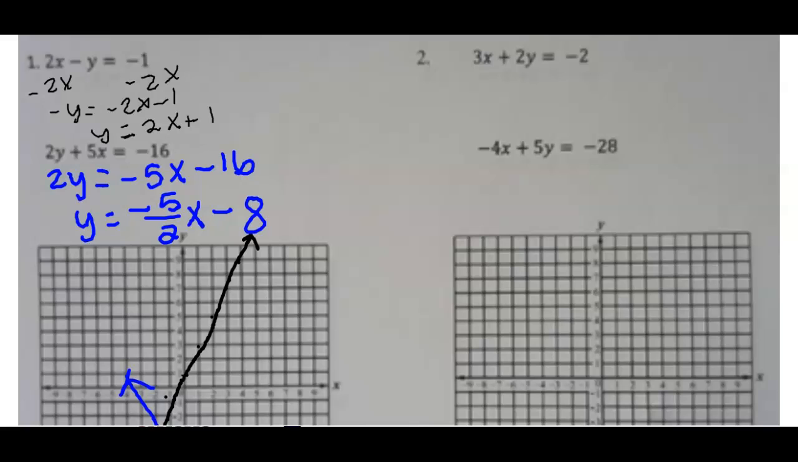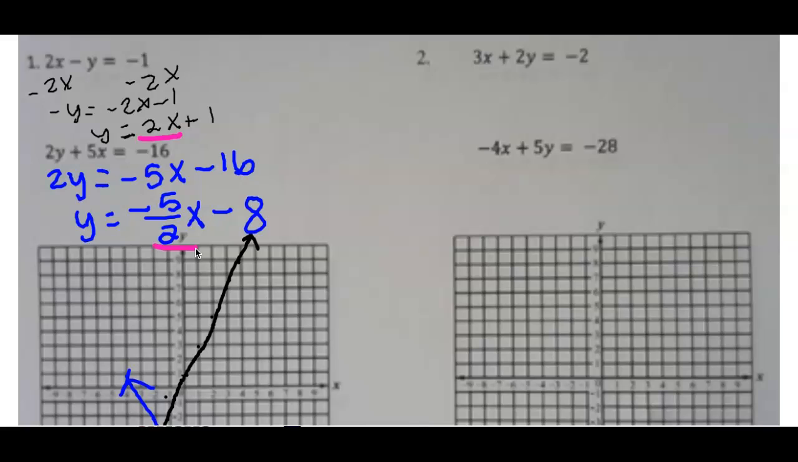Okay, example number 2. Same idea. And again, if you didn't see it from the graph, you could also see it from your equations, right? Are the slopes the same? No. So different slopes tell you that they're going to be intersecting. So then at that point, you know when you graph it, you need to make sure you graph carefully.